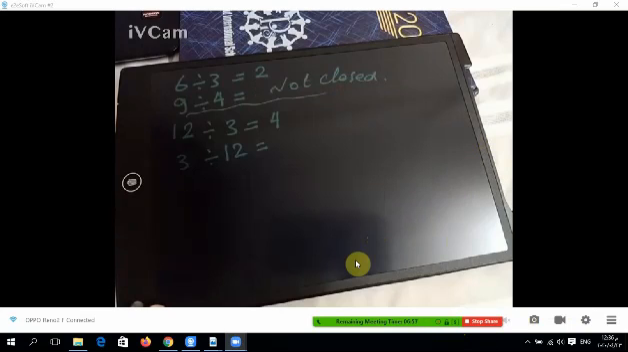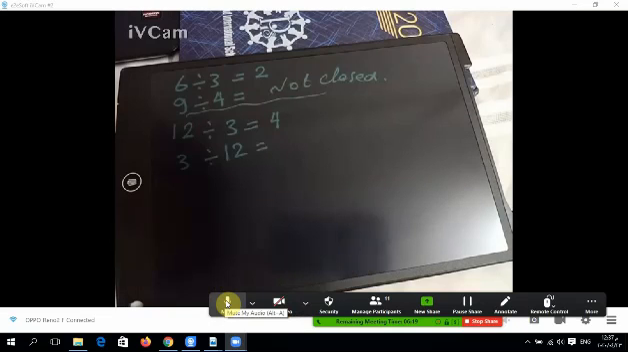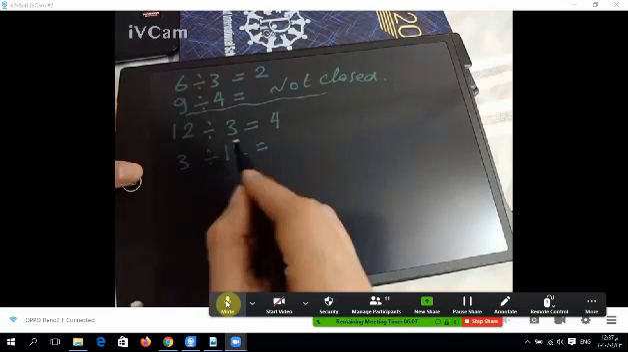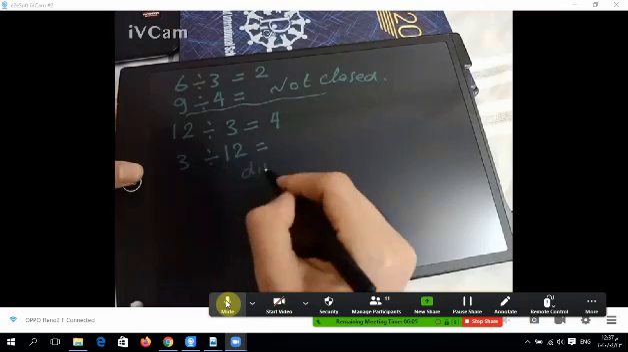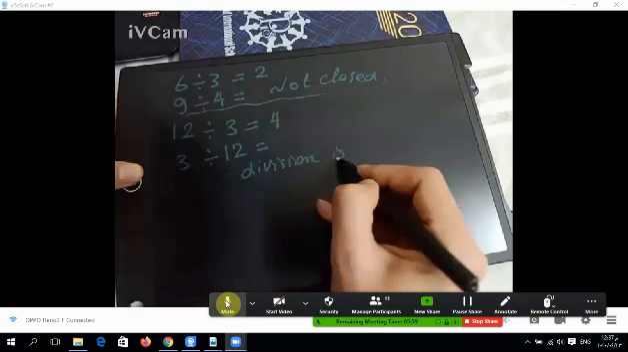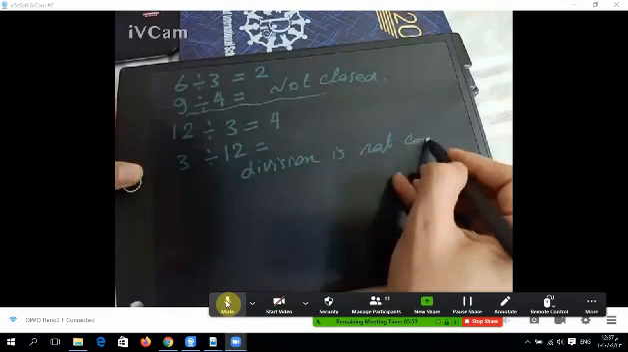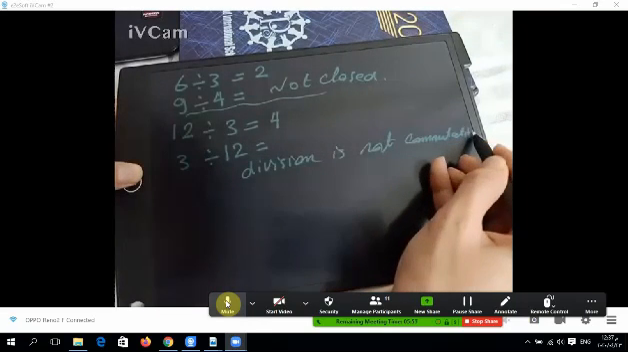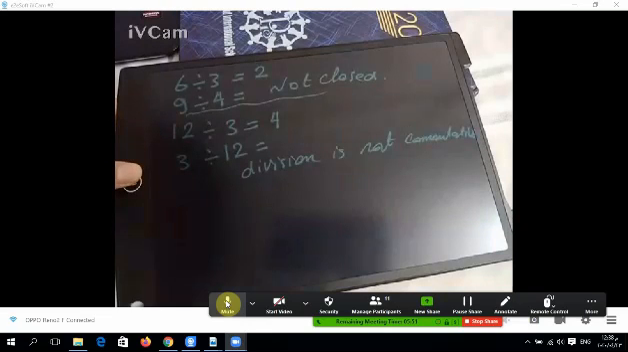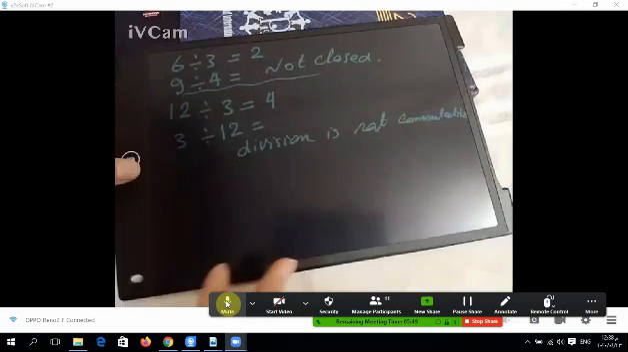Division doesn't work with fractions. Yes, division is not commutative in N. If we set 12 divided by 3 equals 4, then 3 divided by 12, I can't make it. So it's not possible in N. So division is not commutative, like subtraction. Okay, what about the associative property?